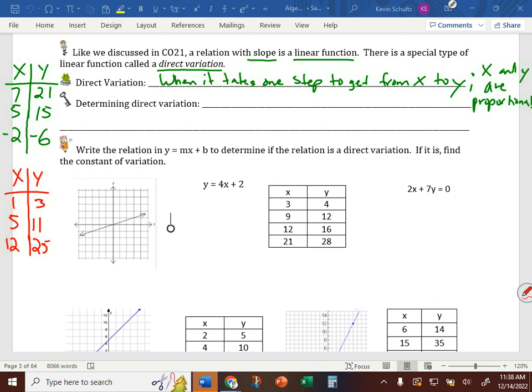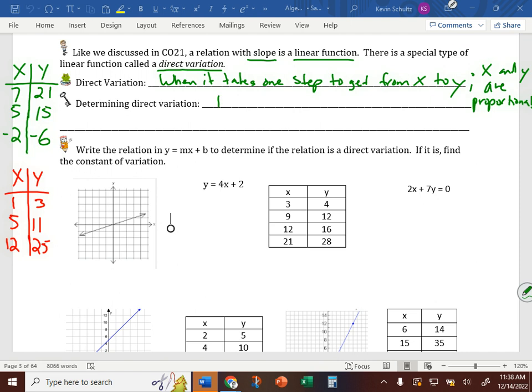To determine direct variation, it's actually quite simple. It has to do with the y-intercept. What do you think the y-intercept of a line would need to be so that there's only one step to get from x to y and they're proportional? I heard someone say it. Yeah, I said it. What'd you say? 0. Someone said it. Okay. Really? 0.